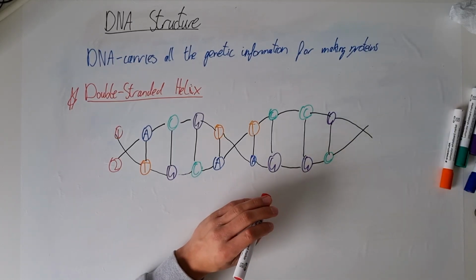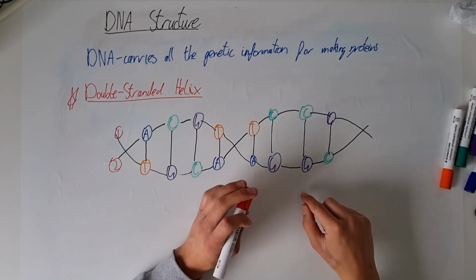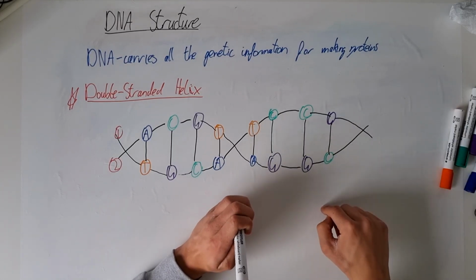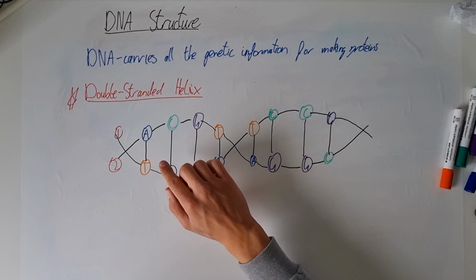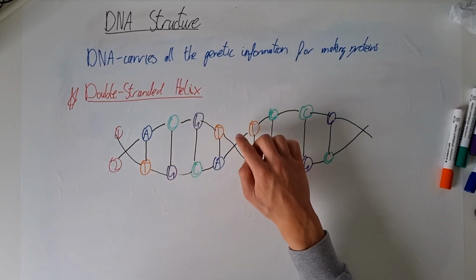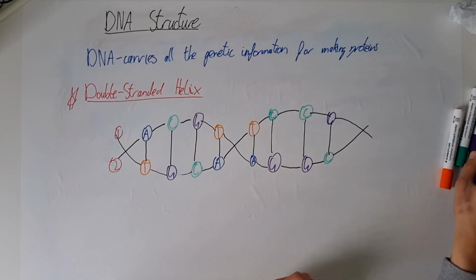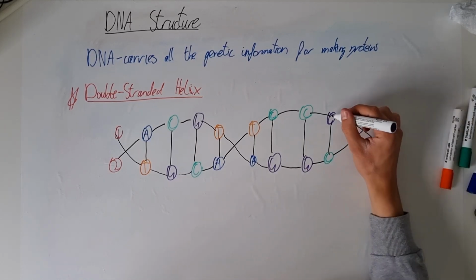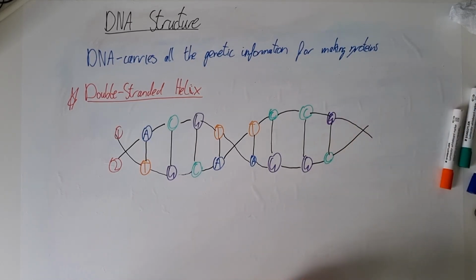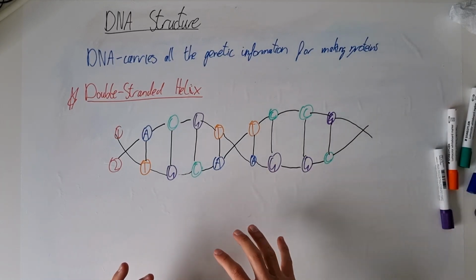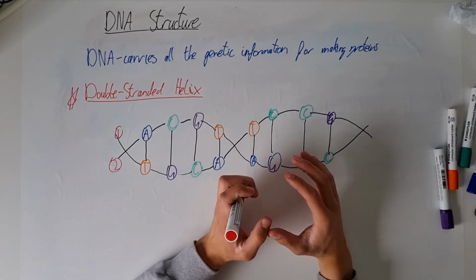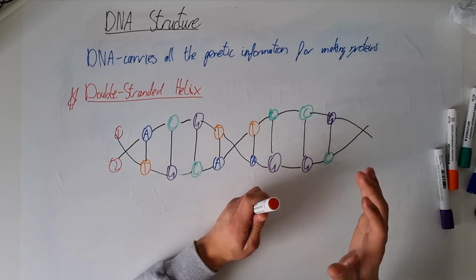And as you can see here, if you remember back to our pairs, A pairs with T and G pairs with C. And here you'll never see the wrong pairing. The pairing will always be correct. So it's just really important to remember that the pairings will always be right. And here we have an example of our double-stranded helix.